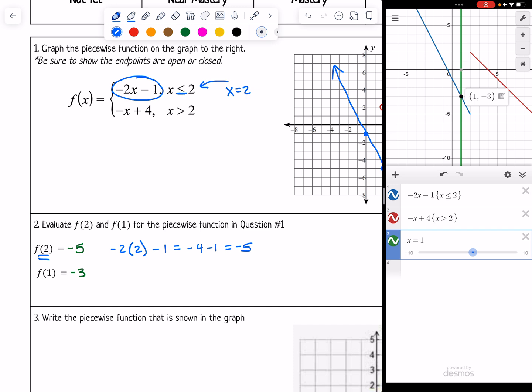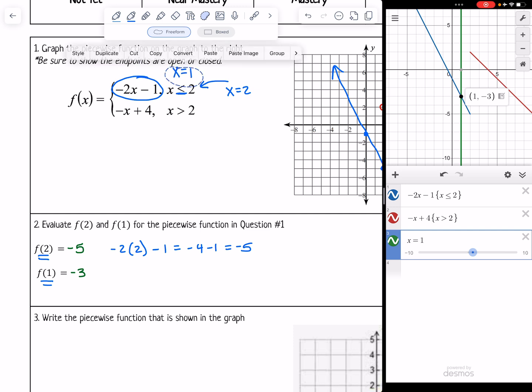You do not have to work this out both ways on your quiz. You can choose which way you prefer. But I'm just going to do the other one to show you another example of plugging it into the function. So if I want to plug in x equals 1, then I just have to see which one that fits with. Is 1 less than or equal to 2, or is 1 greater than 2? So x equals 1 would be less than or equal to 2.